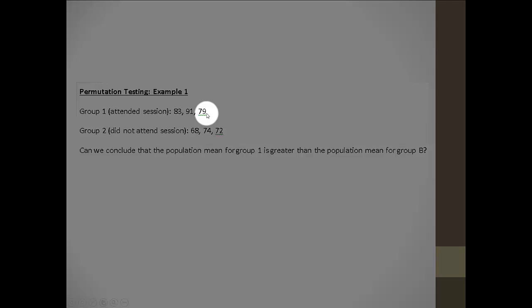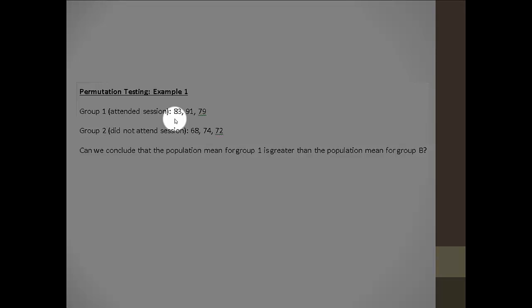Okay, so here's an example with two groups of students. Say 6 students show up and are randomly assigned to either attend a specific kind of study session or just a regular study session. After attending, they take an exam. Here are the scores obtained by the 6 students in our sample. Those in group 1 had 83, 91, and 79. And those in group 2 had 68, 74, and 72.